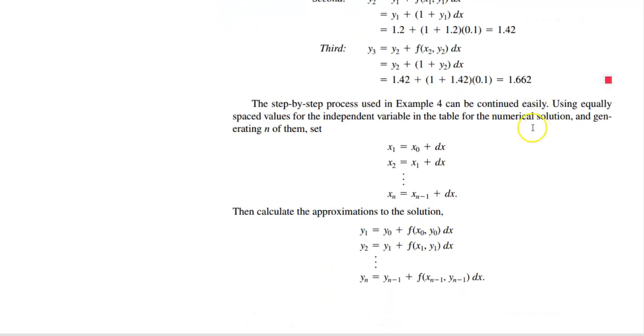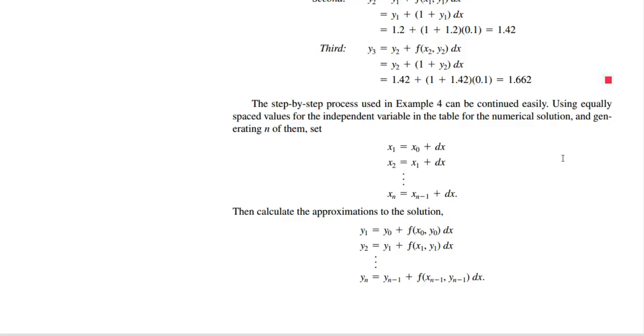The step-by-step process we just did can be continued easily. If we use equally spaced values for the independent variable in the table for the numerical solution, and generating n of them, set x1 equals x0 plus dx, x2 equals x1 plus dx, and so on, xn equals xn minus 1 plus dx. Then we can use that to calculate the approximations to the solution.